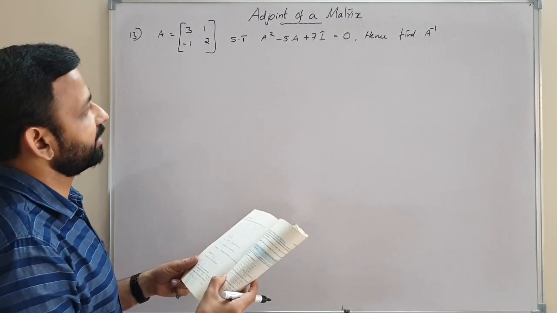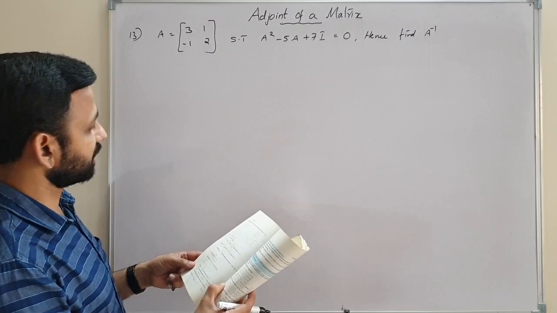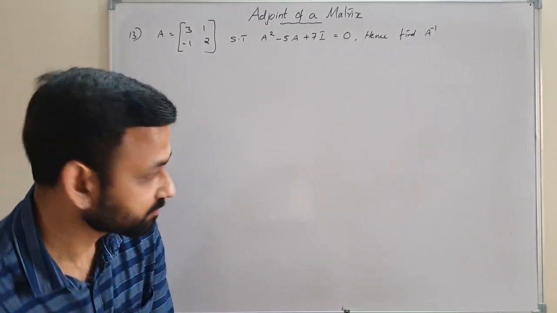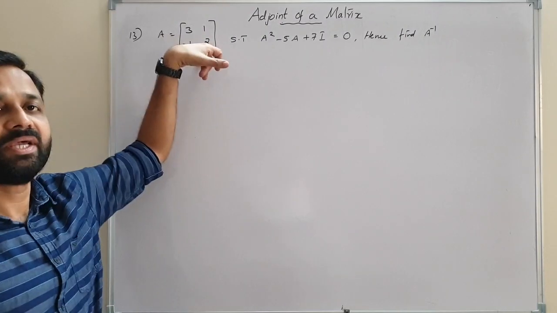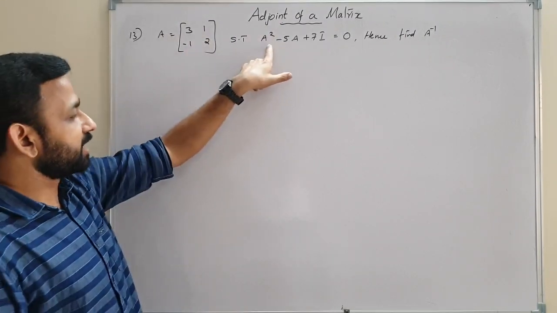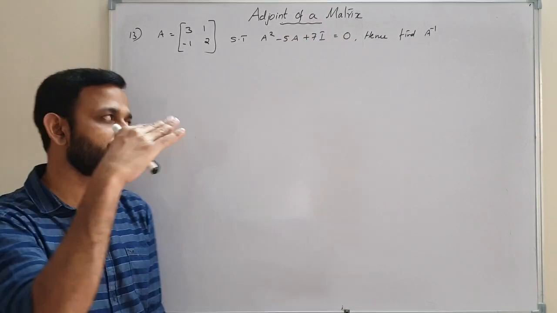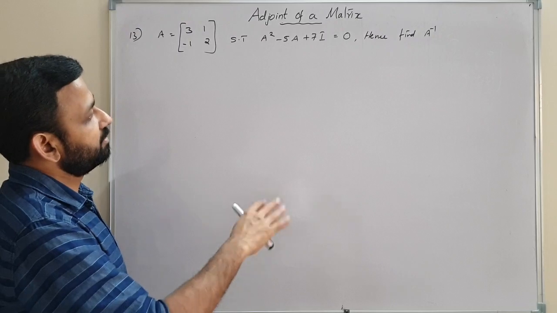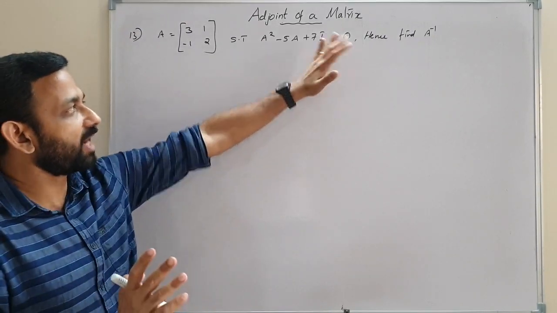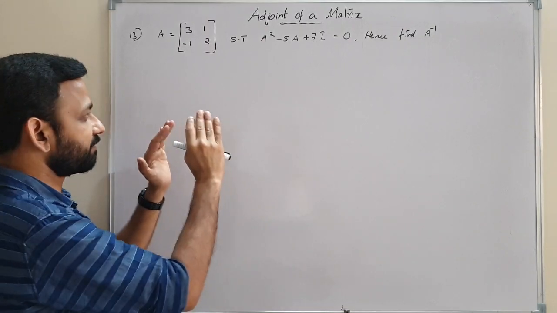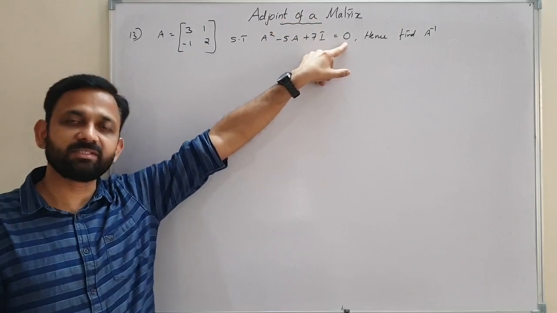A square minus 5A plus 7I equal to 0 matrix. Hence find A inverse. So here that question is, A is given. We need to show that A square minus 5A plus 7I equal to 0 matrix. First we have to find A square. Then minus 5 into A we will find. Then 7 into identity matrix we will find. Then we will find the sum of those 3 matrices and we should get a 0 matrix.